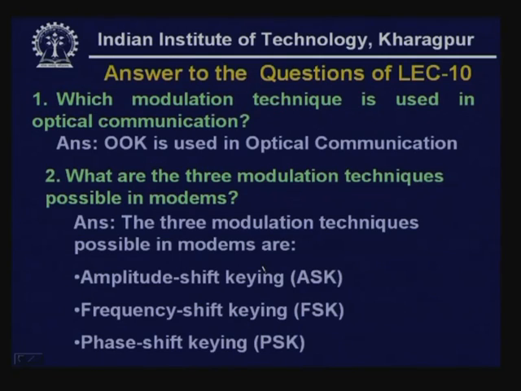questions of lecture 10. First question was, which modulation technique is used in optical communication? As we know, on-off keying is used in optical communication. It is some kind of amplitude modulation technique. It is a special case of amplitude modulation or amplitude shift keying, ASK technique. Amplitude shift keying, which is known as on-off keying, is used in optical communication.